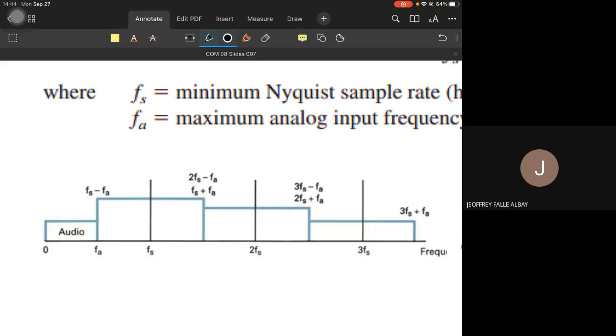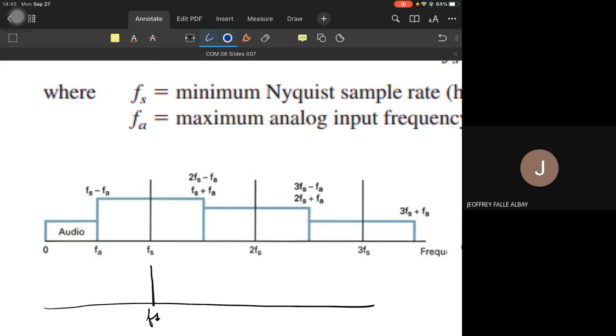The starting point is Fs, our sampling frequency. We know that the range of the frequencies is equal to the frequency of the input audio signal, plus or minus. So whatever the value of Fa, we add it to Fs.